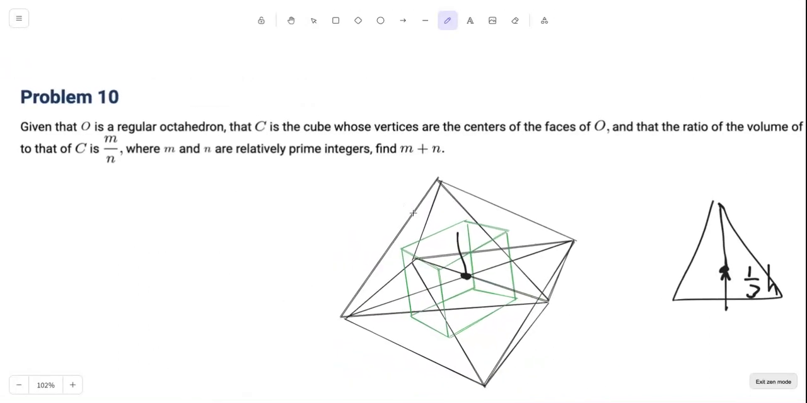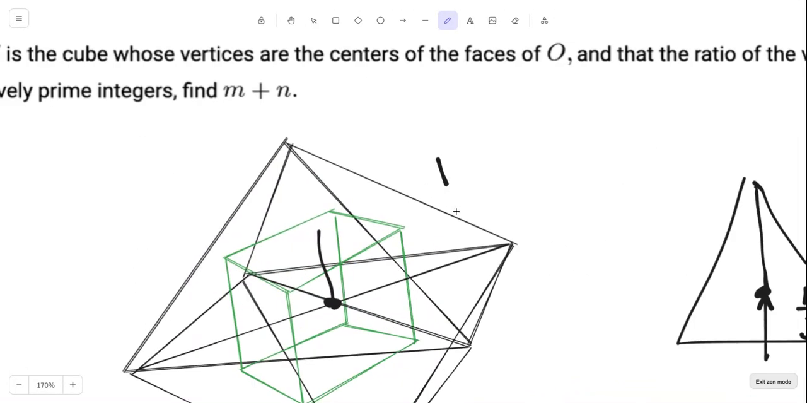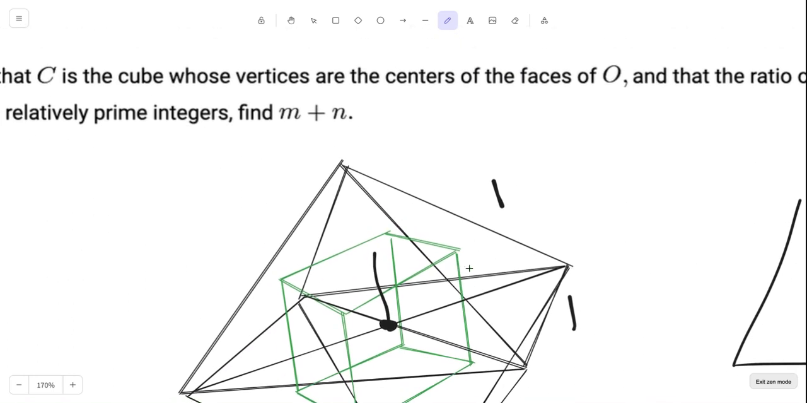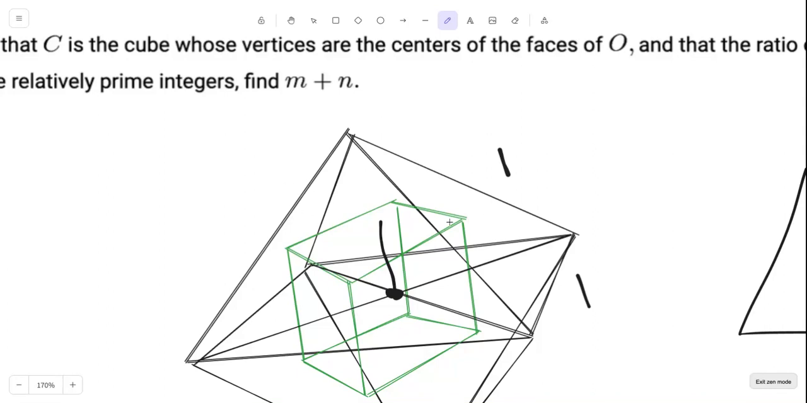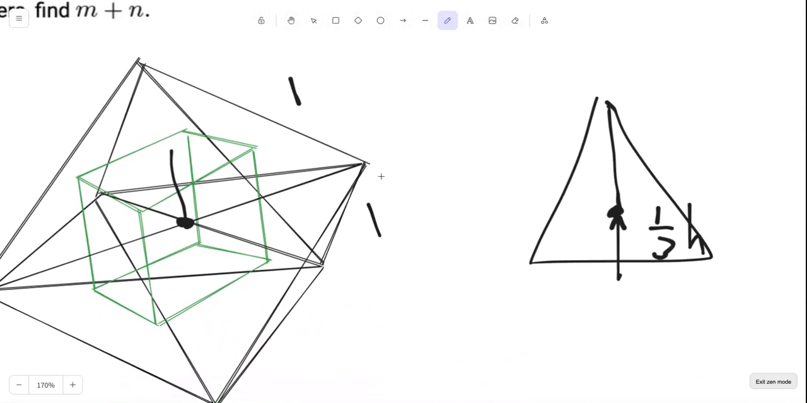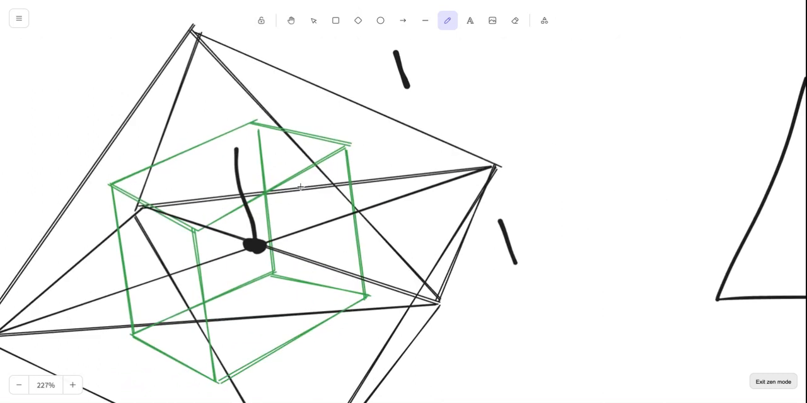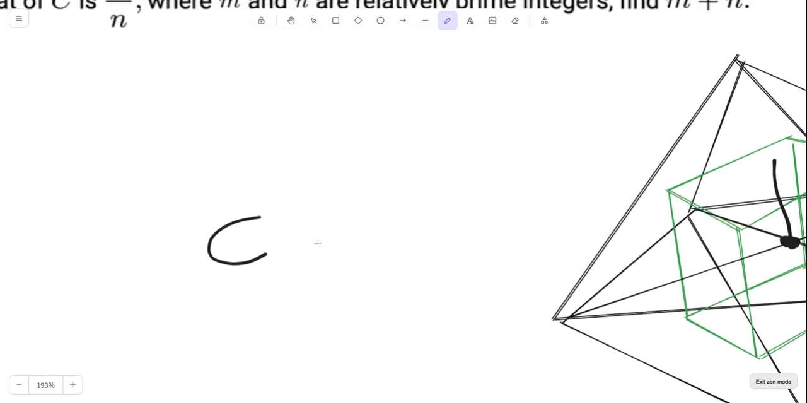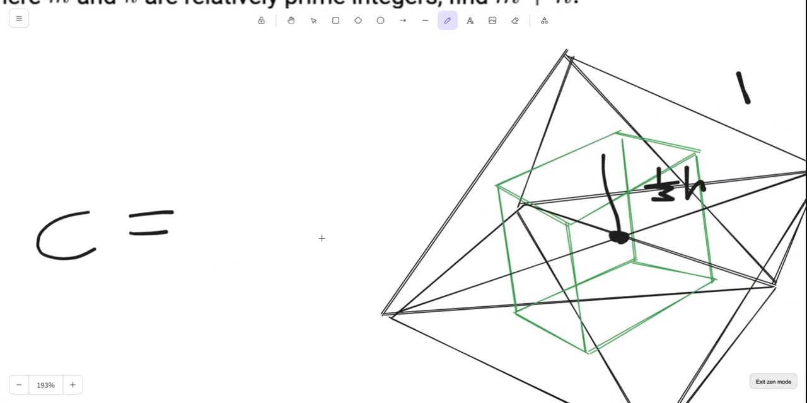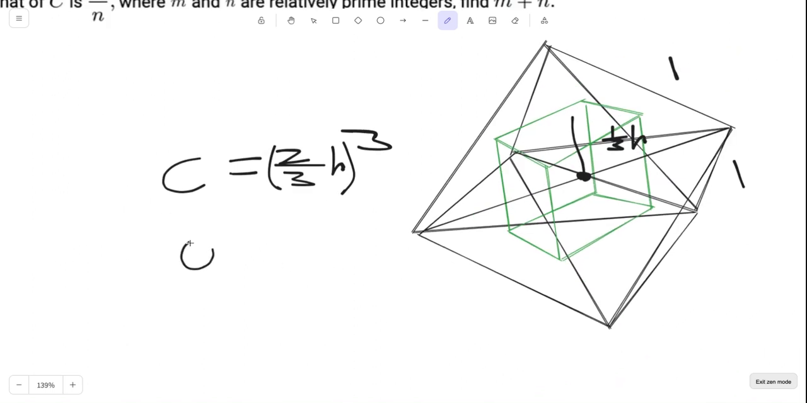So first we have to define some lengths. We can define it to be anything because we only need the ratio. If we let the side length of the octahedron be 1, then we have to find out the height. Half the height of the cube is 1/3 the height, so letting the volume of the cube be C, the side is going to be 2/3 times the height, and the volume is going to be that cubed. Now we can find the octahedron's volume.